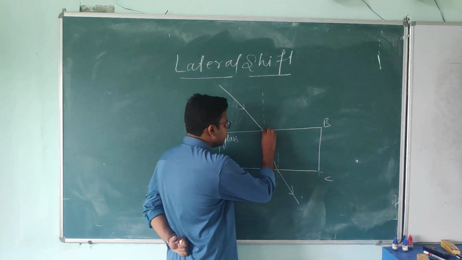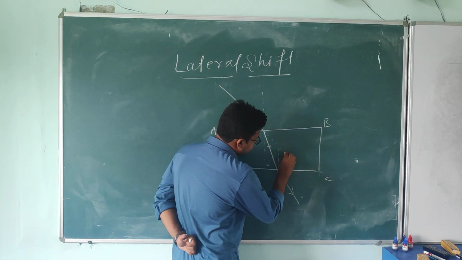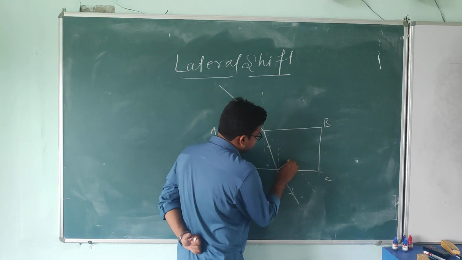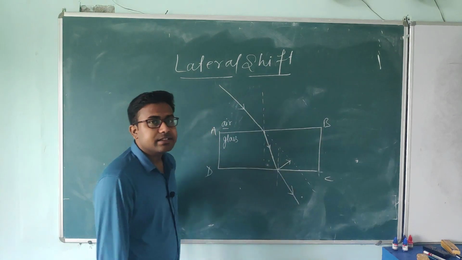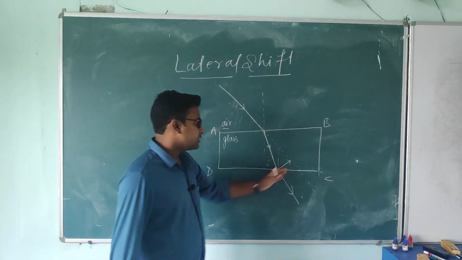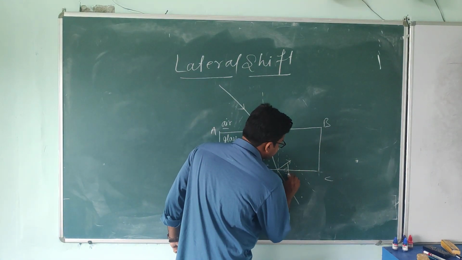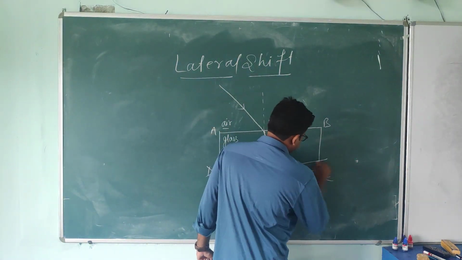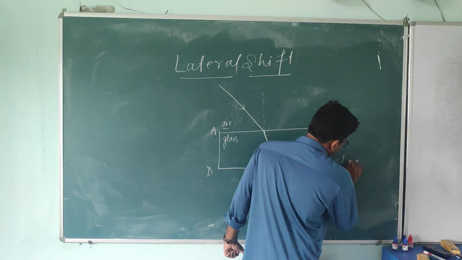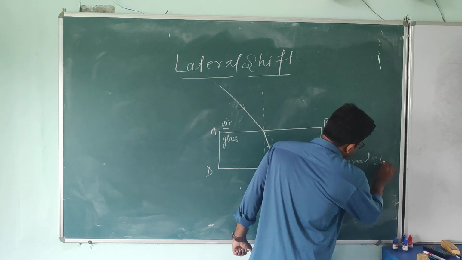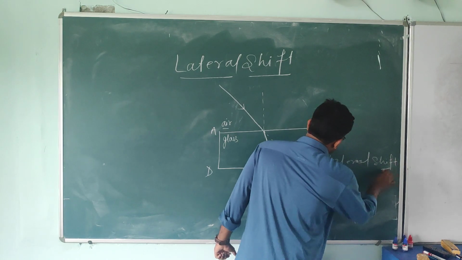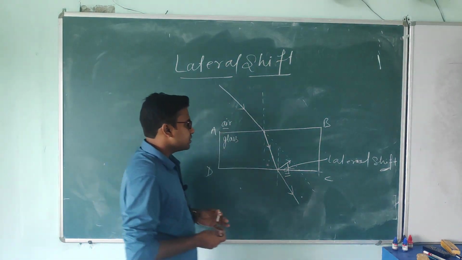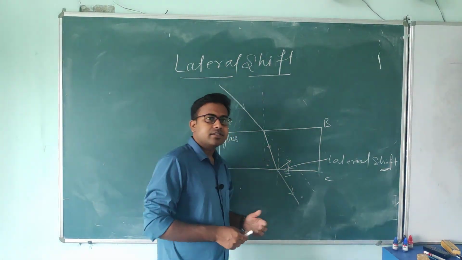Look at this, student. Light has to actually go in this direction, but look at this. This ray is shifted here by the distance d. This is the lateral shift. Okay student, so in this lecture I am going to discuss how you will find this lateral shift.